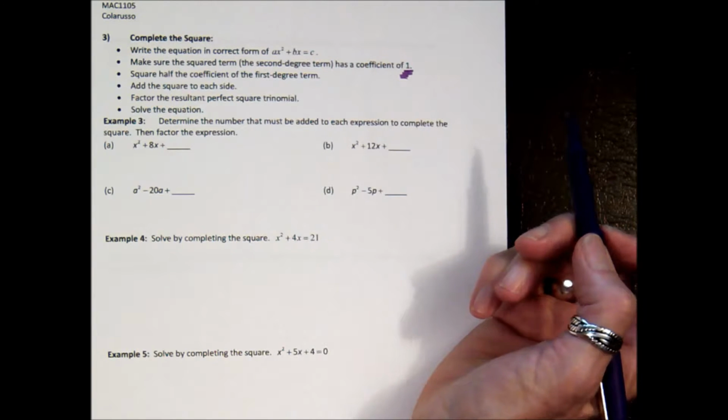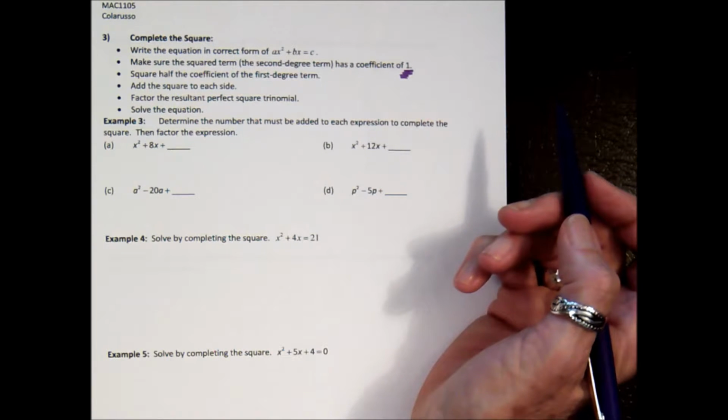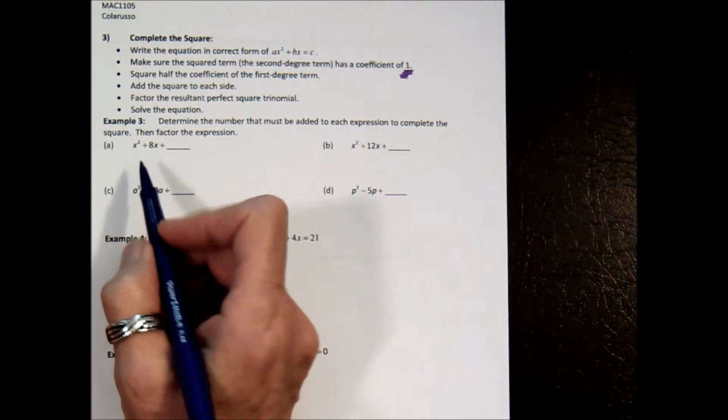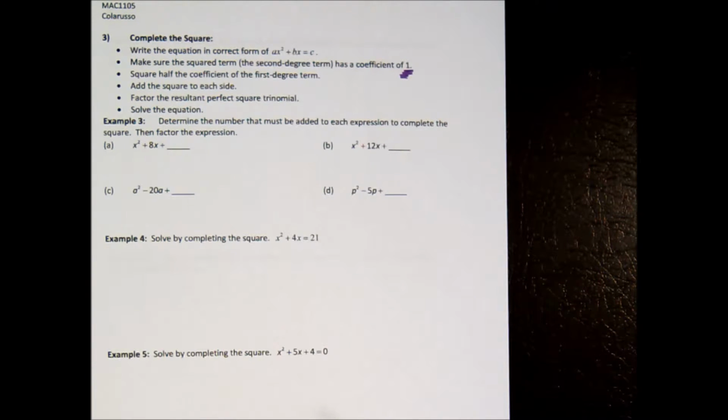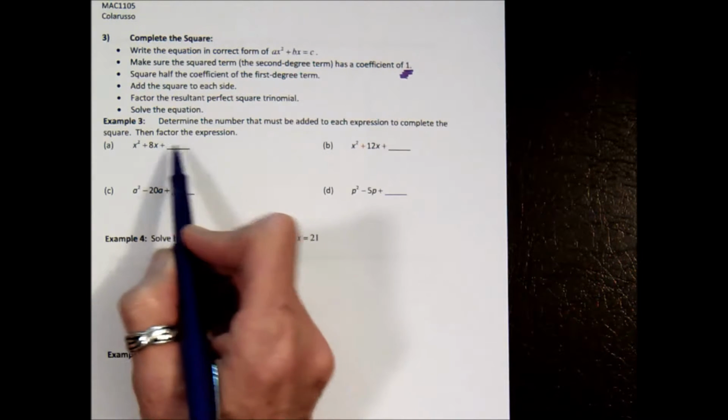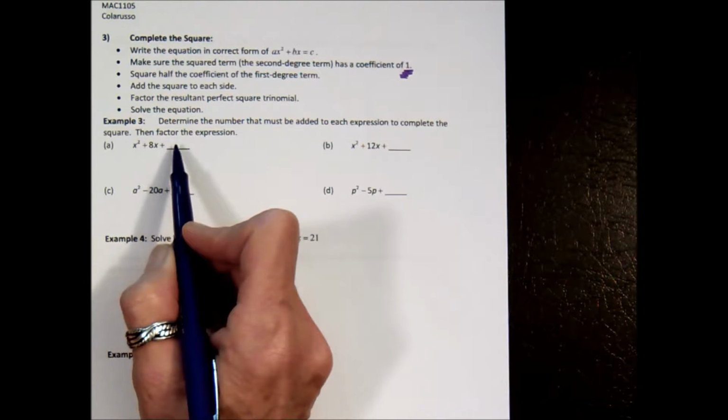I'm not going to give you any that don't. I'm just going to tell you that right now. And then we'll go through the process. So in example 3, it says determine the number that should be added to each expression to complete the square. Now, we are not going to do the whole process. We're just going to determine what is that magic number that you add.